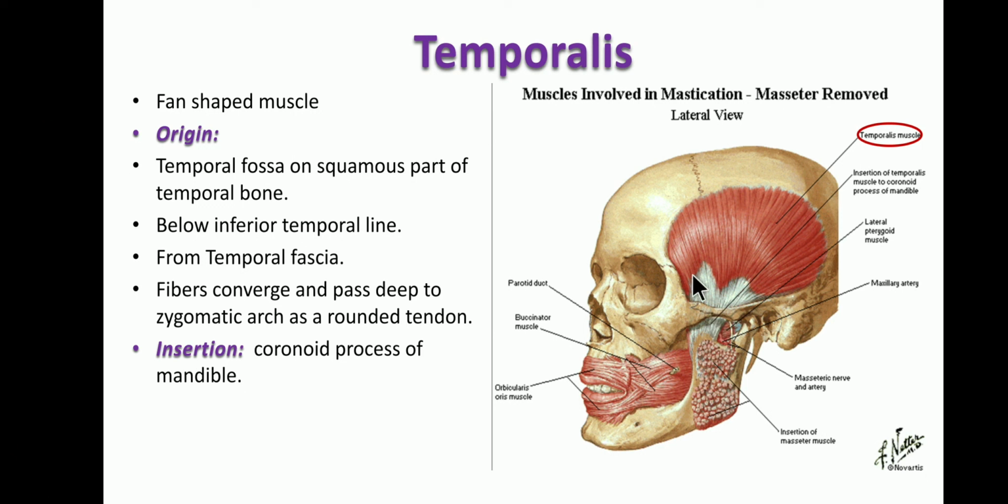Now, what is the main action of the temporalis muscle? Before that, the nerve supply is by the deep temporal nerves. Two nerves are there. They are again branches of the anterior division of the mandibular nerve, and they supply from the deep aspect. The nerve is present between the muscle and the bone of the temporal fossa, so it supplies the muscle from the deeper aspect.